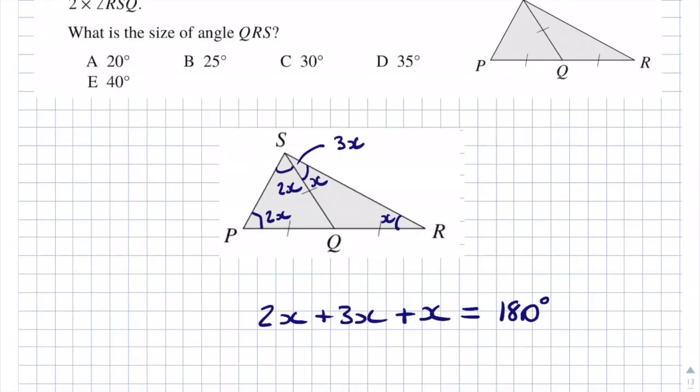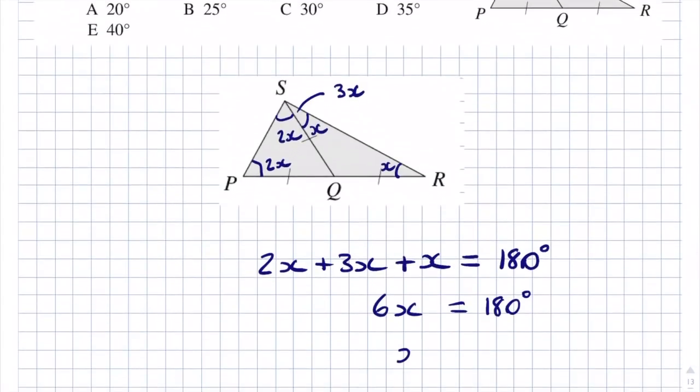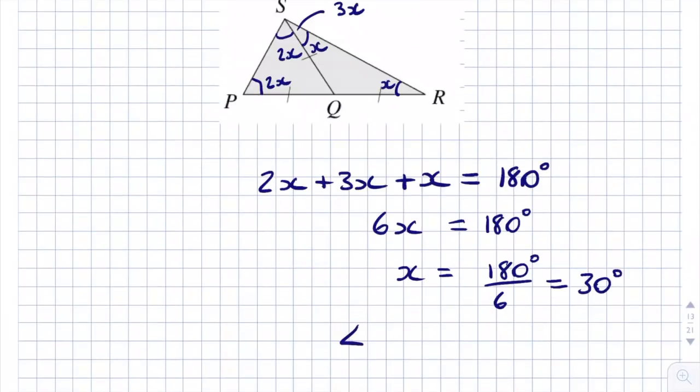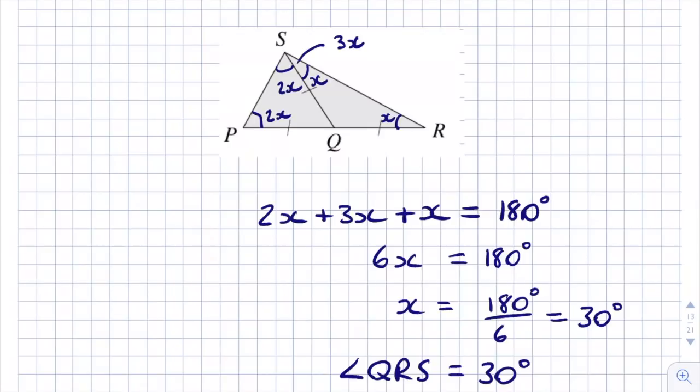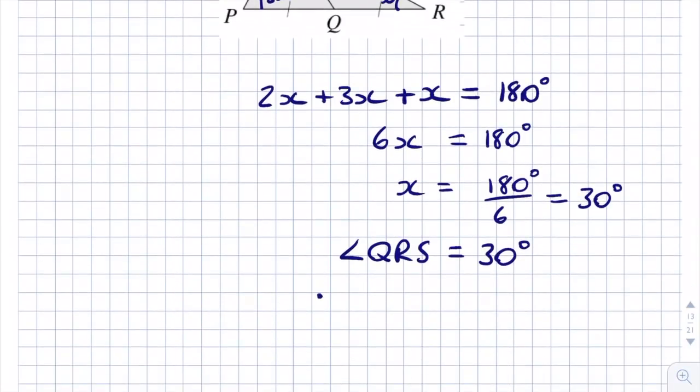So we simplify the left hand side. We're going to get 6x equals 180. Then we can divide both sides by 6. So we get x equals 180 over 6, which is 30 degrees. And QRS is equal to x. So QRS must also be equal to 30 degrees. We've got an answer of 30 degrees, which is answer C. So therefore, the final answer is C.